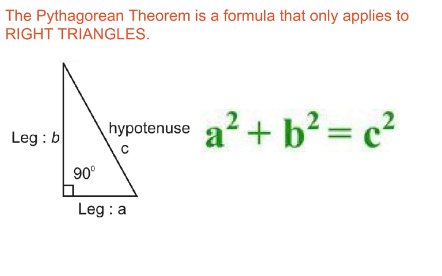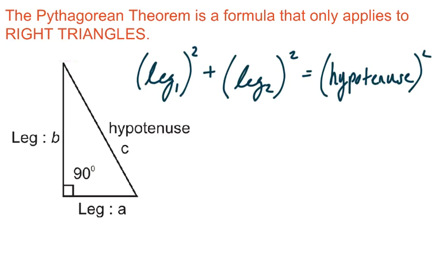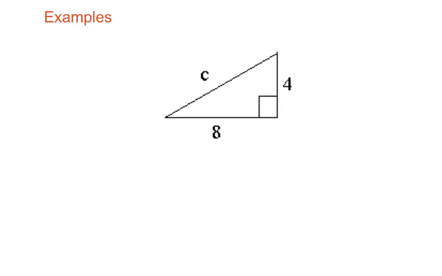I like to take it a little step further though. A and B are both called legs. C is called the hypotenuse. So it's actually one leg squared plus the other leg squared is equal to the hypotenuse squared. So let's try some examples.